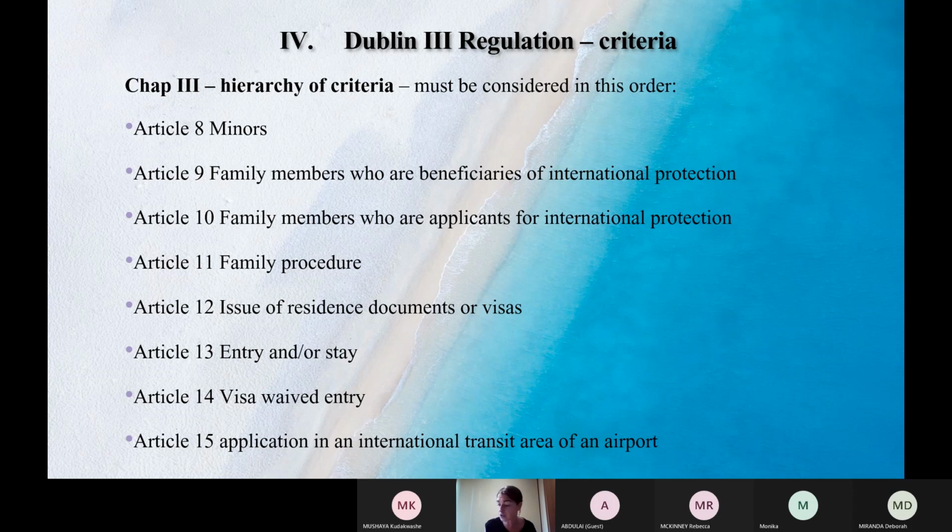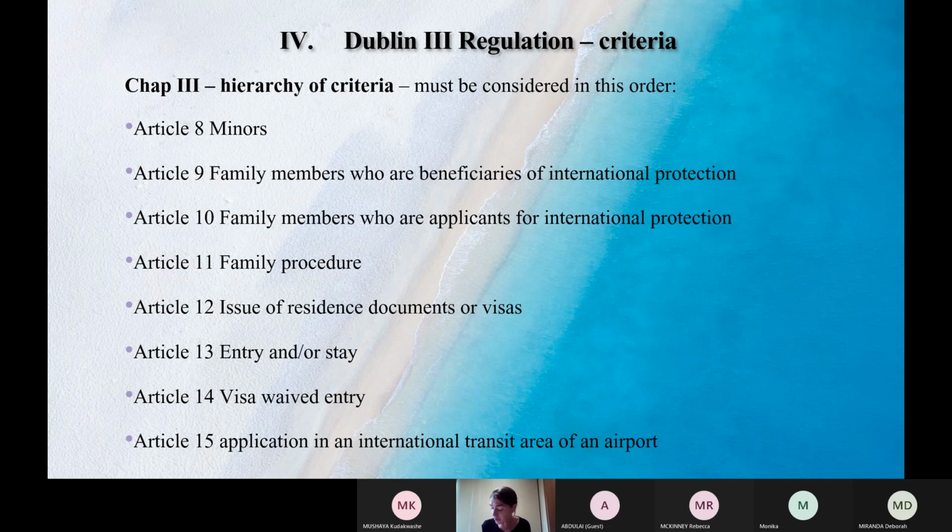And then there's a family procedure, and that's Article 11. Sorry, these are all in my paper, so if it's getting a little bit confusing, the criteria are quite detailed, but it might be of assistance to you to hear this from me, and then you can look at my paper if you need further details or ask me later.